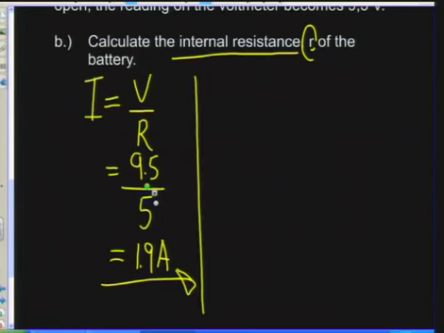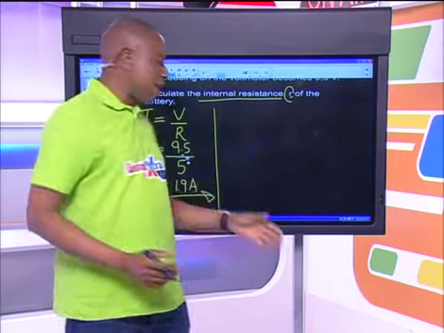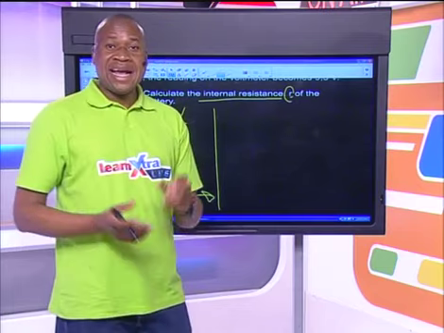And once I've got these, I can use a quick way of finding my internal resistance, because I now have the current. I've calculated it. I found it to be 1.9 amperes.